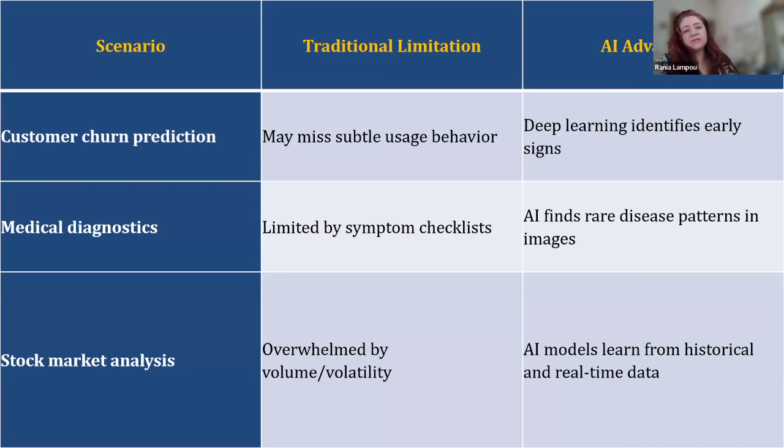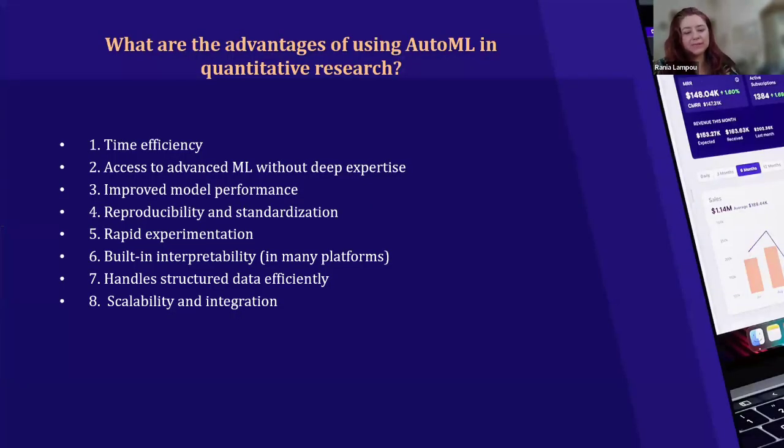And of course, the advantages of using AutoML in quantitative research. It's about time efficiency. We can automate complex tasks such as feature engineering, model selection, hyperparameter tuning and validation. This allows researchers to focus on hypothesis development and interpretation rather than technical model tuning. And access to advanced ML without deep expertise. This opens the doors to non-specialists like economists and biological scientists to use cutting-edge ML methods.